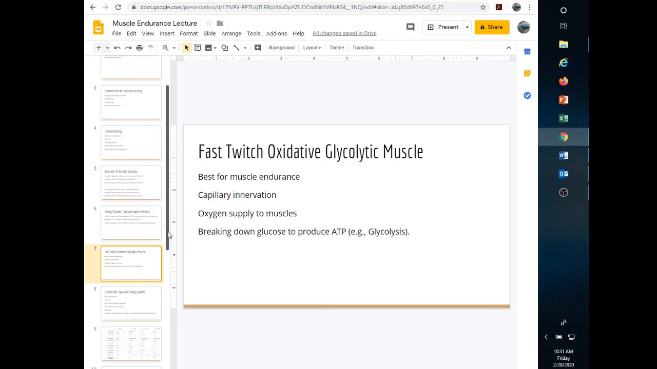Always look at the event. Okay, fast twitch oxidative glycolytic muscle, FOG. That's what we're trying to recruit with muscle endurance activities. Those muscles have a lot of capillary innervation, meaning there's a lot of blood supply. Those vessels are feeding that muscle with oxygen, so they get enough oxygen.